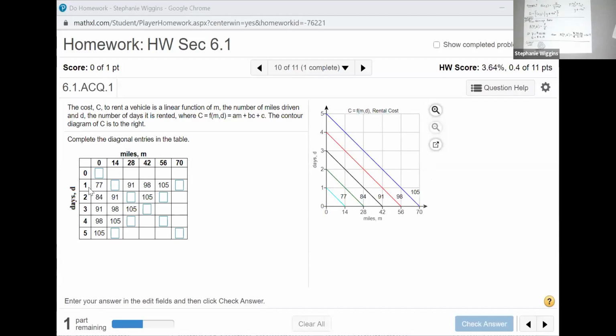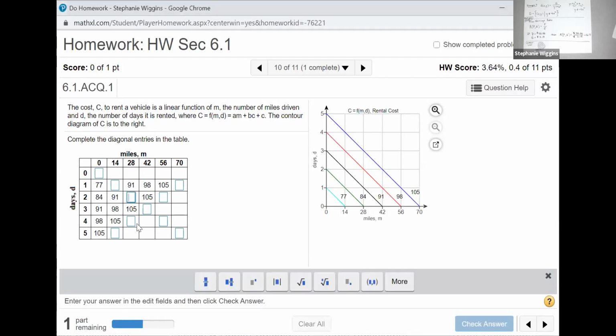So one thing you'll notice is, look along these diagonals here. Notice how it's 105, 105, 105 along this diagonal. Here, 98, 98, 98. So you can see right now that box is going to be a 98. Here we have 91, 91, 91, 84. So that's going to be 84.